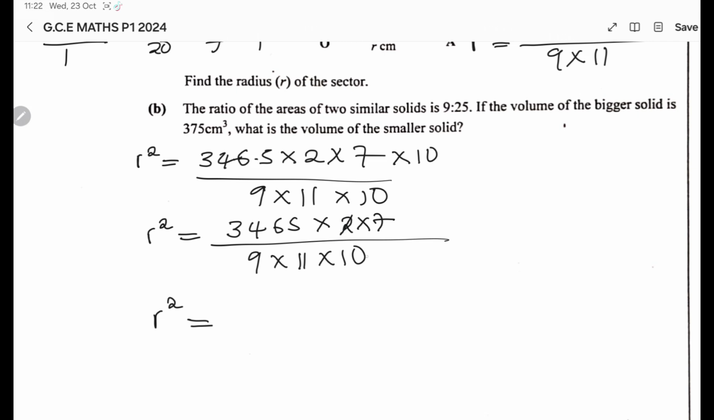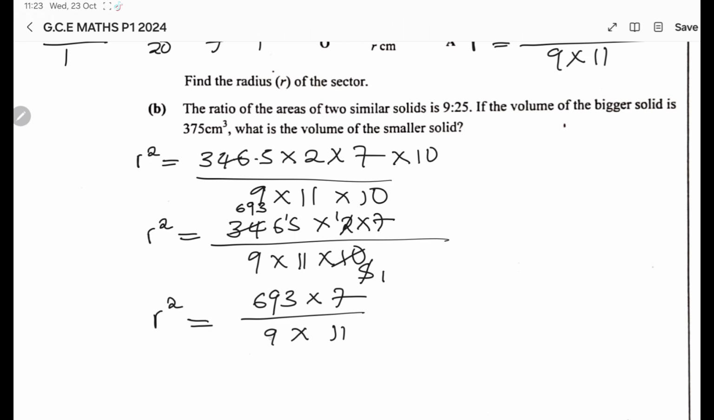2 into 10 is 5 times. I can see this number ends with a 5. Whenever a number ends with a 5, just know that 5 can go into that number. 5 there is 1. 5 into 34 goes there 6 times, with a remainder of 4. 5 into 46 will go there 9 times, with a remainder of 1. 5 into 15 is 3. So we are having 693 multiplied by 7 over 9 by 11.